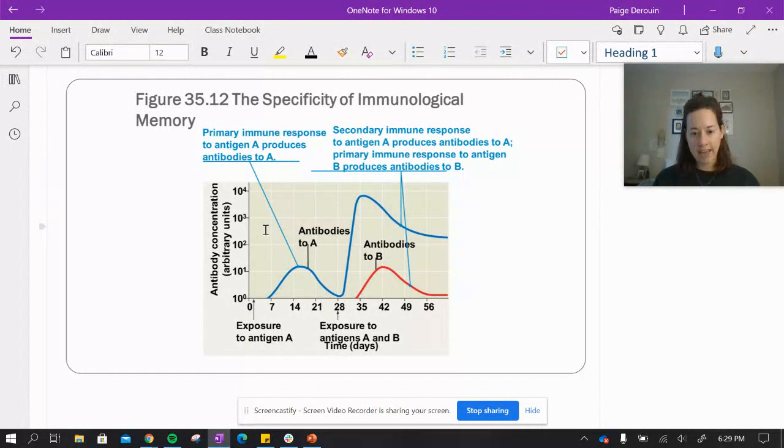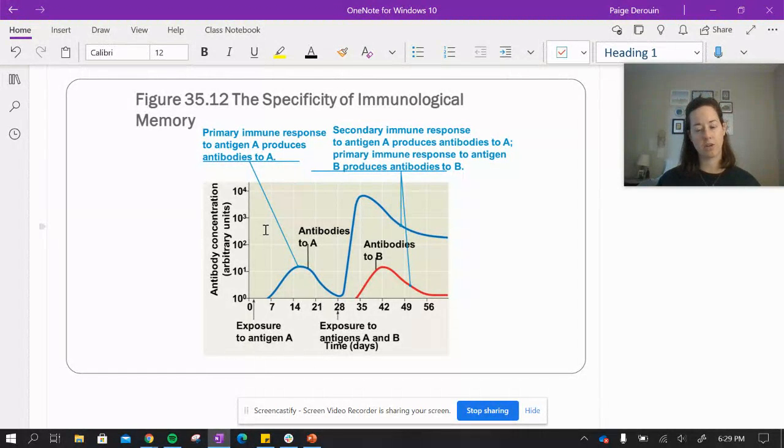When they're exposed again on the 28th day, so 4 weeks later, they have a much, much faster immune response, to the point where they're producing way, way more antibodies in less than a week, super fast. So that's how big the difference is between the secondary and the primary immune response.